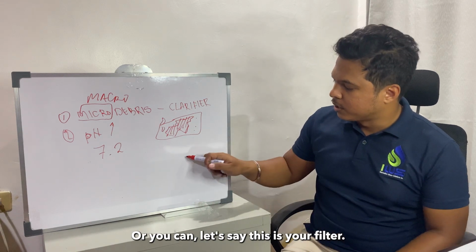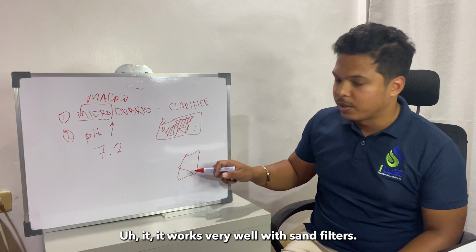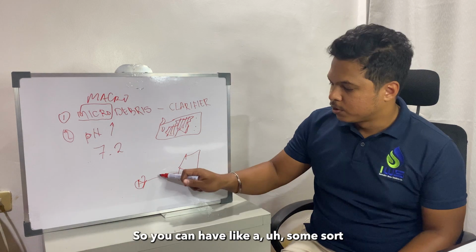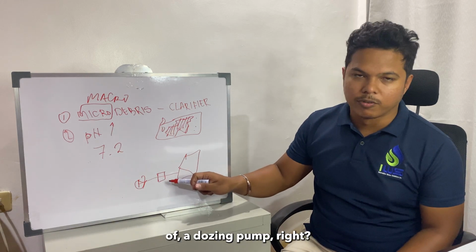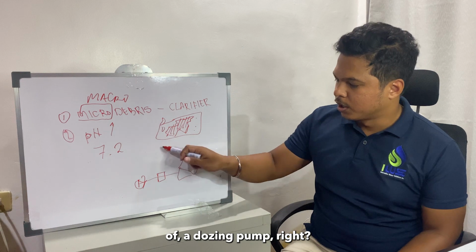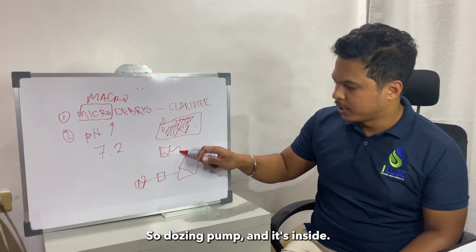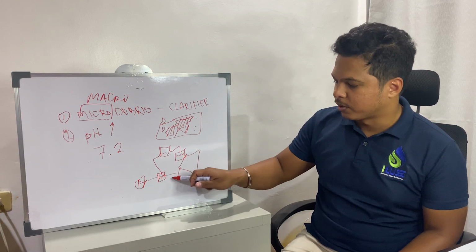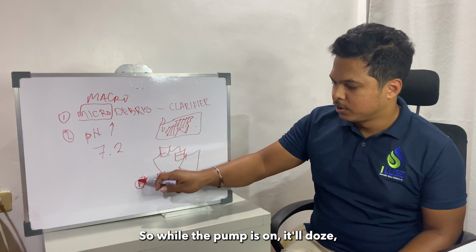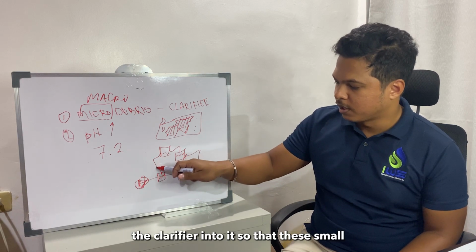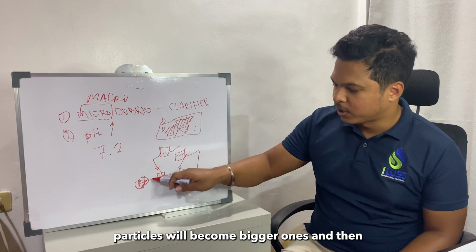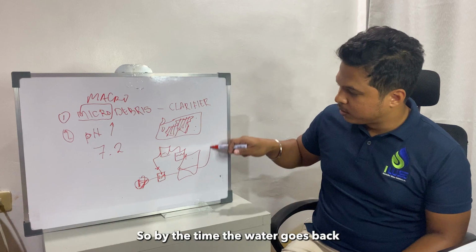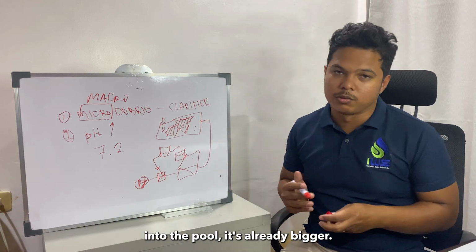Or, let's say this is your pump and this is your filter. It works very well with sand filters. You can have a dosing pump with the clarifier, and it can dose inside this line. While the pump is on, it will dose the clarifier so that these small particles become bigger ones and get trapped inside the sand filter. By the time the water goes back into the pool, it's already clear.